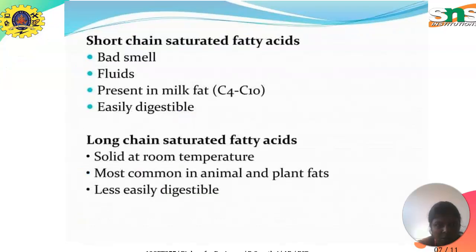The short chain saturated fatty acids are bad in smell, fluids, and are present in milk fat, with carbon C4 up to C10, and are easily digestible. Coming to the long chain saturated fatty acids, they are solid at room temperature, most common in animal and plant fats, and less easily digestible.